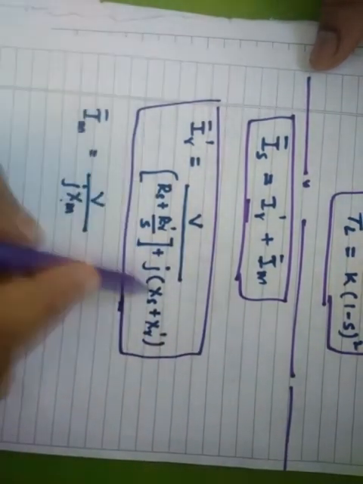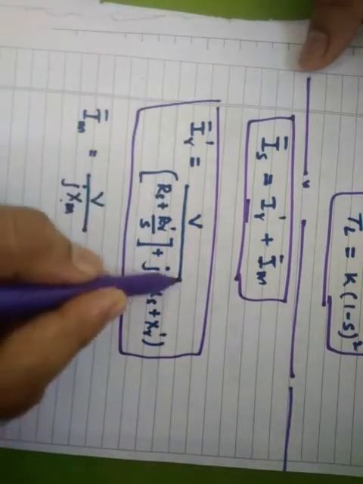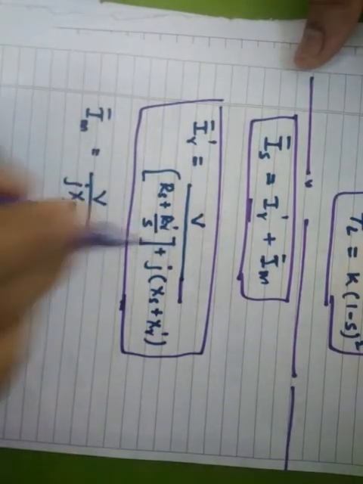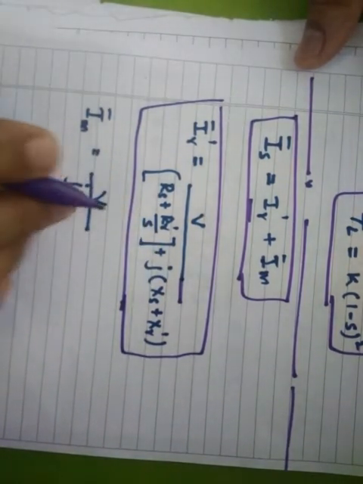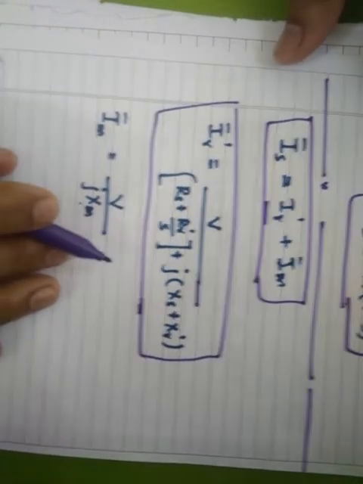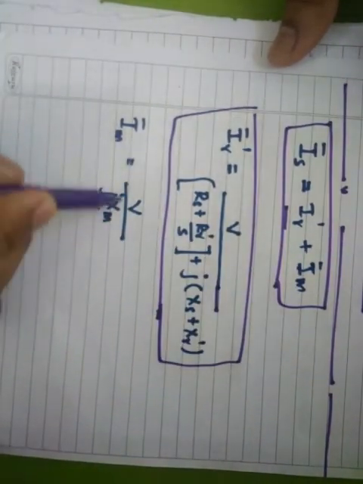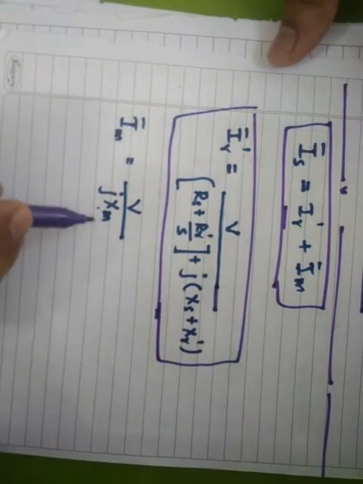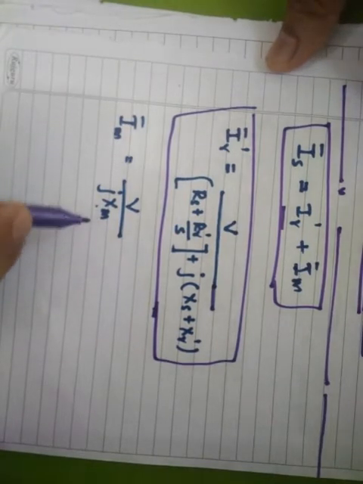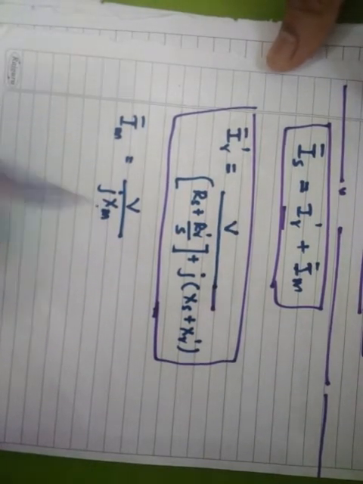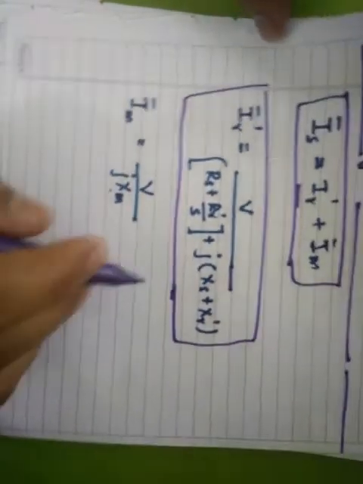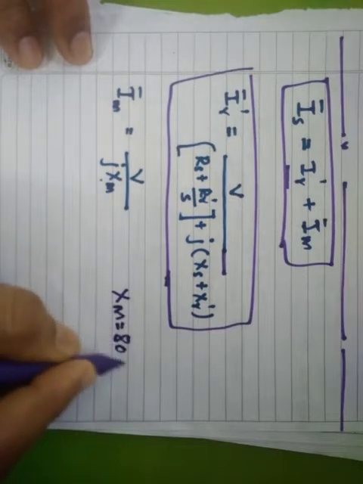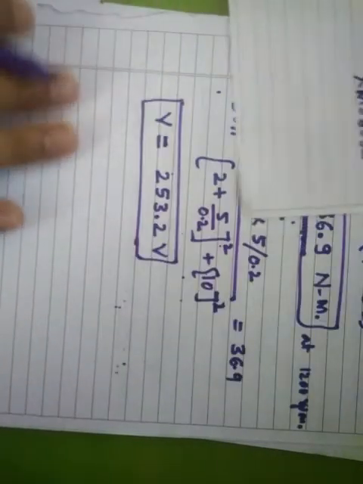V divided by this, I have already discussed earlier. For the rotor current, all these parameters are taken from the equivalent circuit diagrams which I explained earlier. Now the magnetizing current is nothing but V divided by JXM, where XM is the magnetizing reactance. The XM value is given in the question, it is 80 ohm. So let us begin with this.